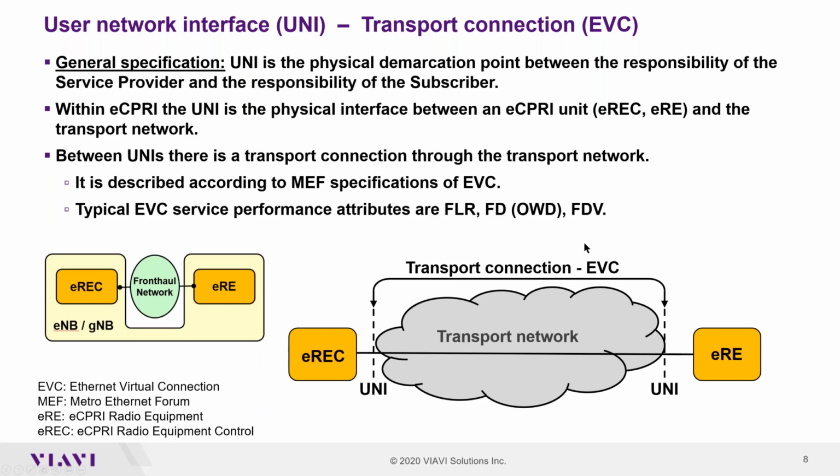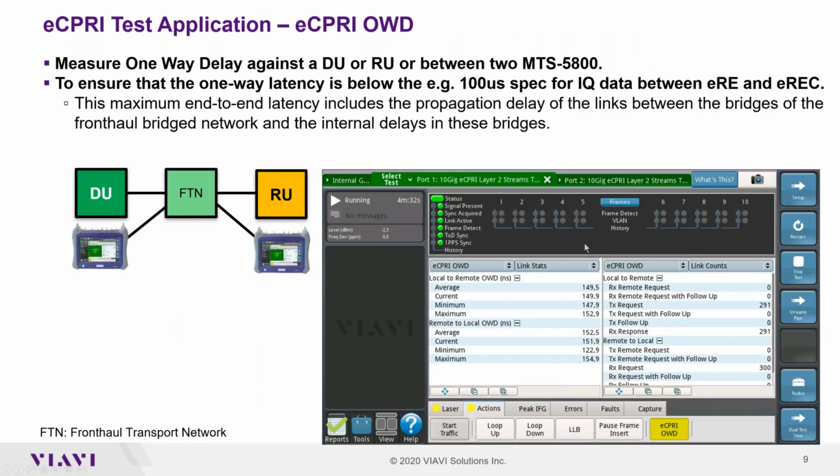About testing in this area, I want to show you one example. This one-way delay is part of the eCPRI protocol, so it's not a separate function which can be done by a tester. It's implemented in eCPRI, in the communication between a distributed unit and a radio unit, so they can exchange this timing information to check if it's 100 microseconds more or less.